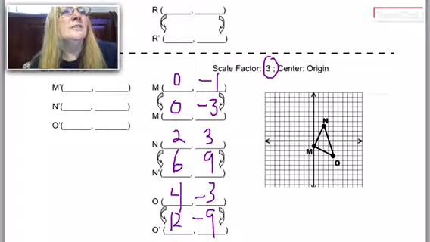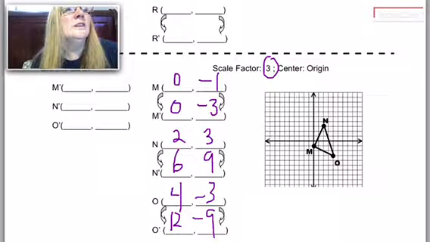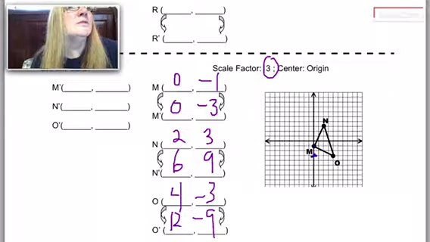So let's go ahead and try and do those. I'm sorry, 0, negative 3 is my new one. 6, 9. It's hard for me to draw on here exactly. And 12, negative 9. So I think this is somewhere around here.